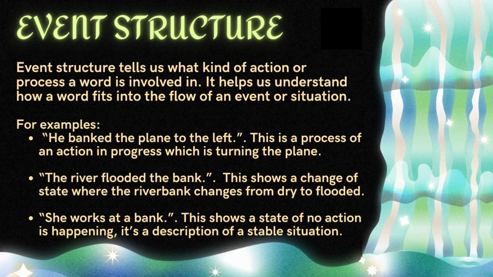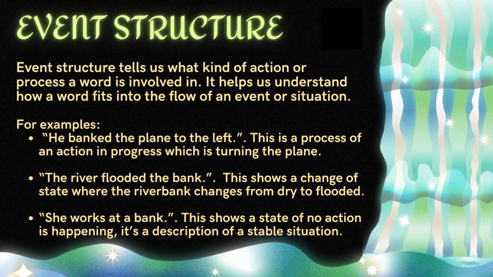There are 3 examples here. First, he banked the pen to the left. This is a process of an action in progress, which is turning the pen. Next, the river flooded the bank. This shows a change of state where the riverbank changes from dry to flooded.